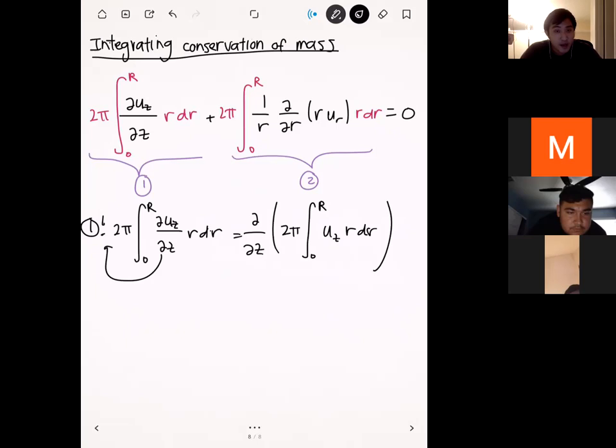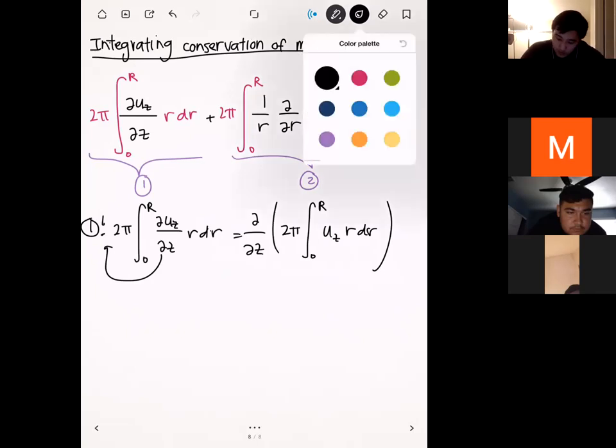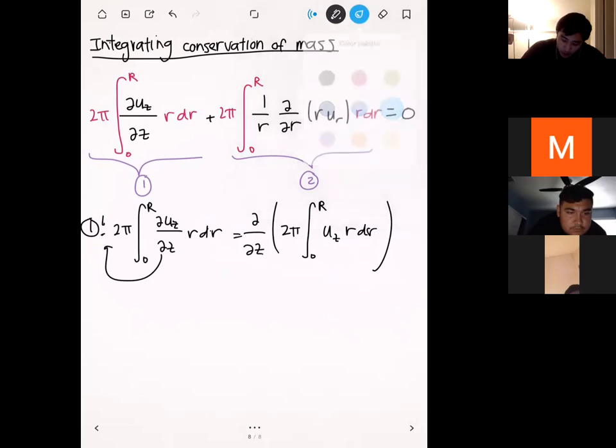Right, and mathematically, the reason I can do this is because all the other expressions in this equation here don't depend on z. Okay, and so we can basically pull that partial derivative with respect to z out of the equation without any consequence. All right, and that's nice because now what we have is this quantity in the parentheses here.